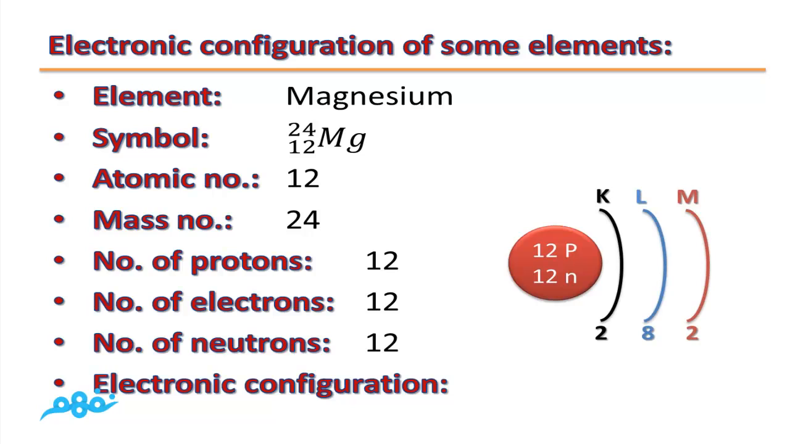The electronic configuration for magnesium: its nucleus contains 12 protons and 12 neutrons, while the magnesium atom contains 12 electrons, which are distributed in 3 energy levels. K will take only 2 electrons, L will take 8 electrons, so we have 10 electrons, and we have to put 2 more electrons. We will put them inside M. So the electronic configuration for magnesium is K contains 2 electrons, L contains 8 electrons, M contains 2 electrons.